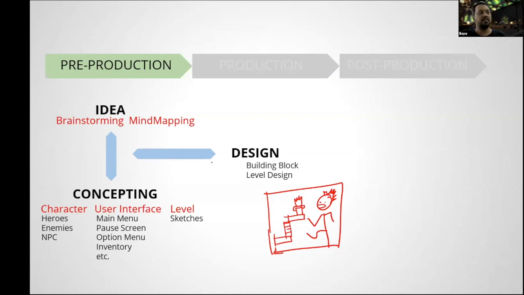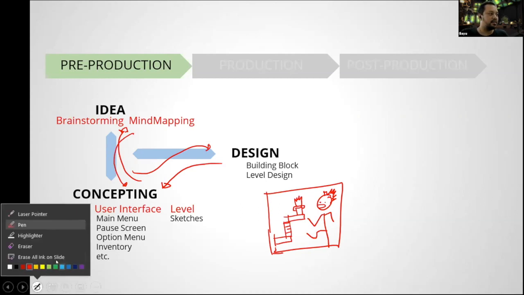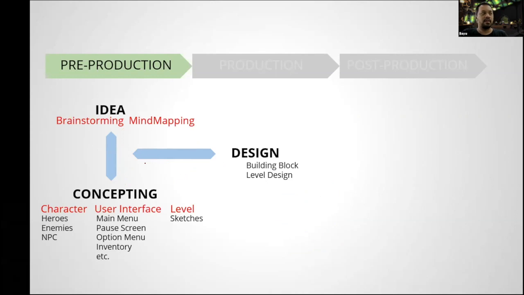If not, then you go back to concepting. If it's not working, you go back again to your idea and so on and so on. So this is where you loop around and see what fits for your project, what is feasible for the remaining time. Right. Let me just delete that. So that's the pre-production stage.